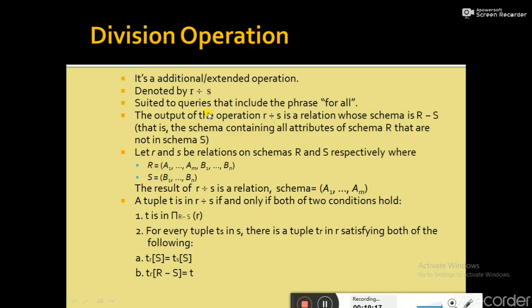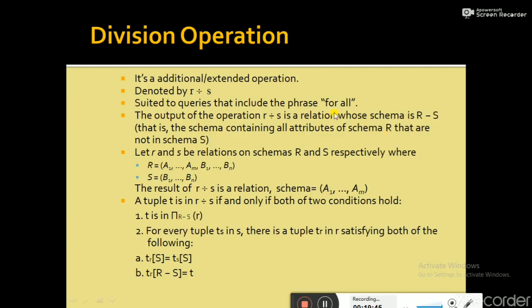Now the output of the operation R division S is another temporary relation. The schema of that temporary relation is R minus S. That is, if you perform the R division S operation, then we get another temporary relation whose schema should be the attributes of schema R minus those of S.